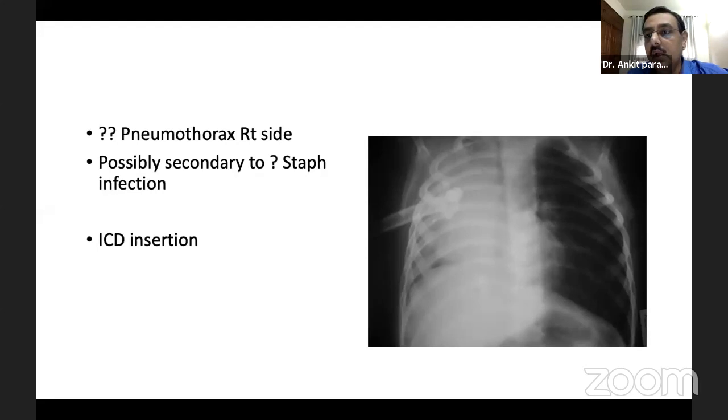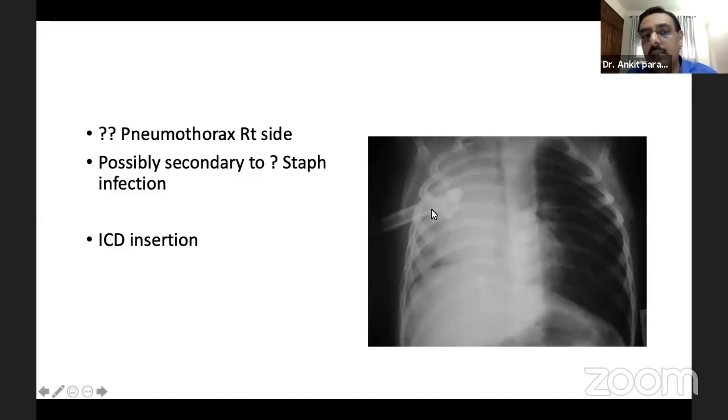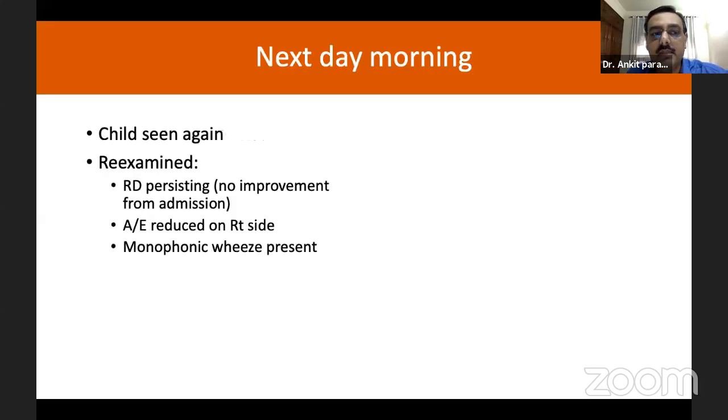Thank you. So right-sided, possibly a pneumothorax, possibly secondary to staph. Now a chest tube was put. Now once the chest tube was put, this is what happened. So you can see a chest tube here, but the right lung has collapsed. Well, why? If you have an effusion on one side, a pneumothorax on one side, then this side the lung should actually expand and fluid should drain. But why is the lung collapsed?